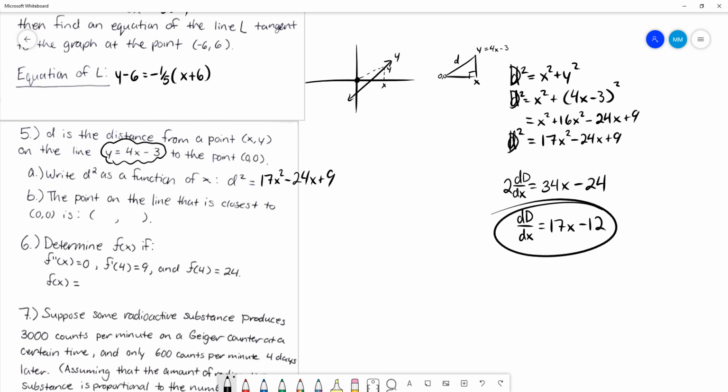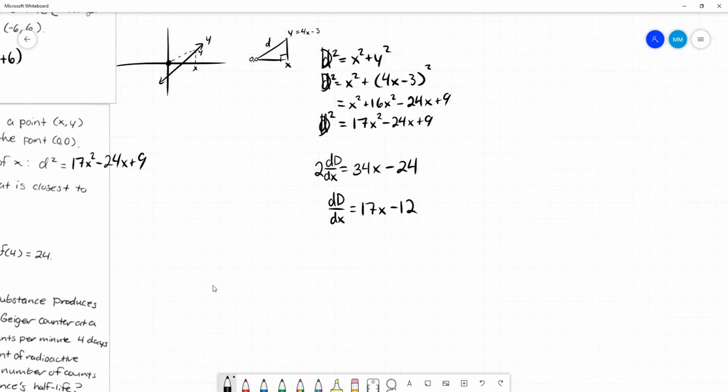So now we need to find when this equals 0, right, to find our critical points. So 17x minus 12 equals 0. That's going to be when x equals 12/17. And now we need to determine that that's a minimum. So, of course, create an interval, and now see when it is increasing and decreasing. So when that distance is increasing and decreasing.